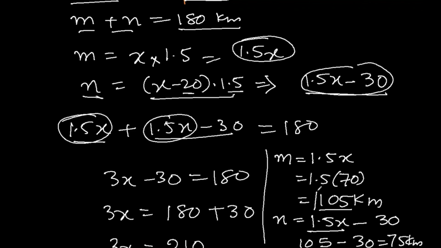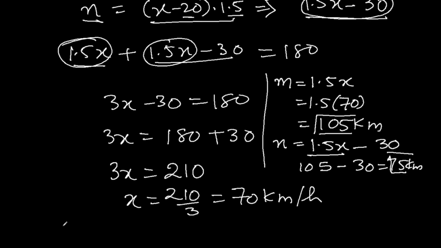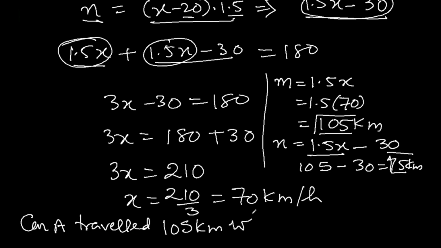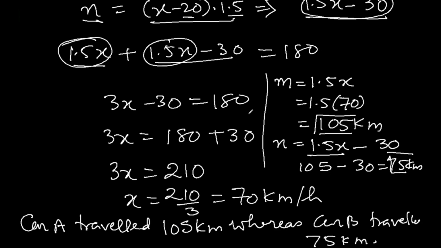Is 105 and 75 total 180? That's correct. And now we can write our final statements as: car A traveled 105 kilometers, whereas car B traveled 75 kilometers. M and N was our creation, so do not leave your answer here. Give a proper statement after completing your question.